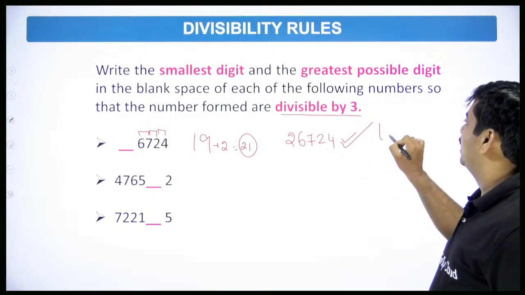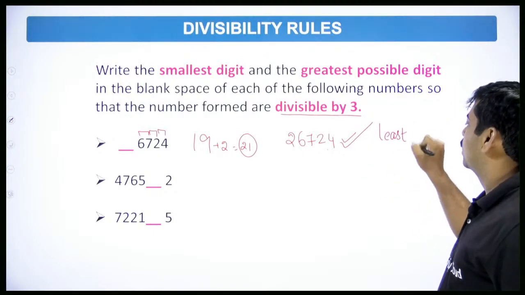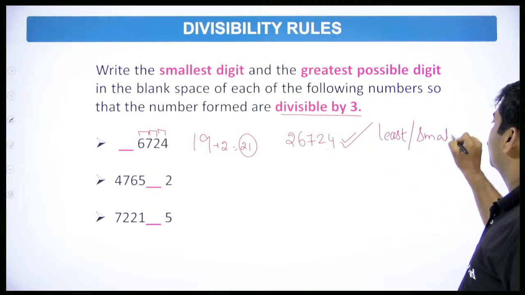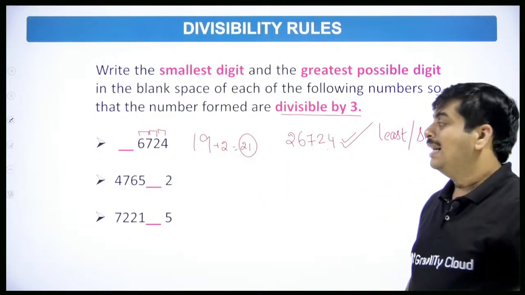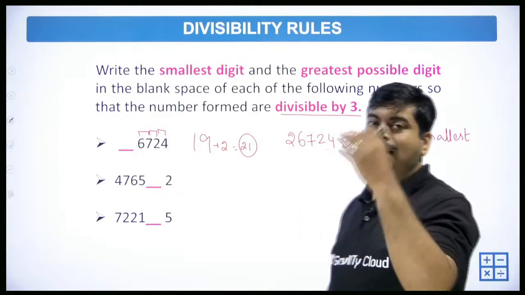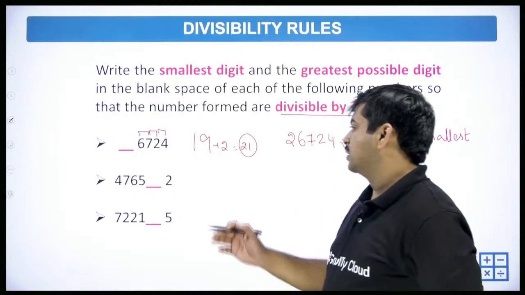Okay. So this is the least number, or the smallest number. Why is this the smallest? Because we just took the nearest number 2. Let's move ahead and go with the more digits.